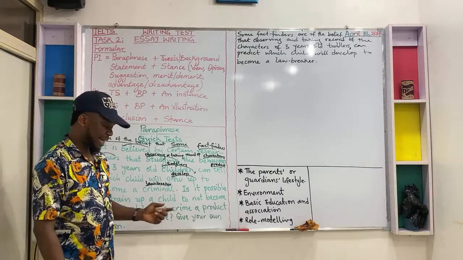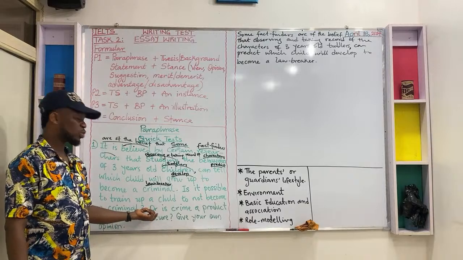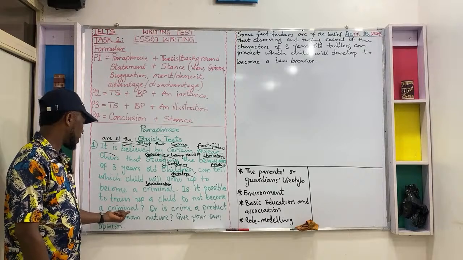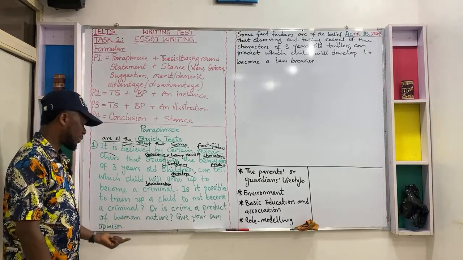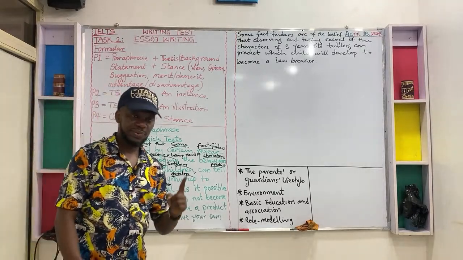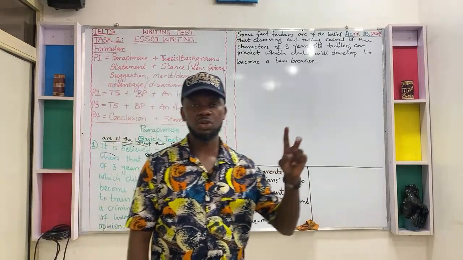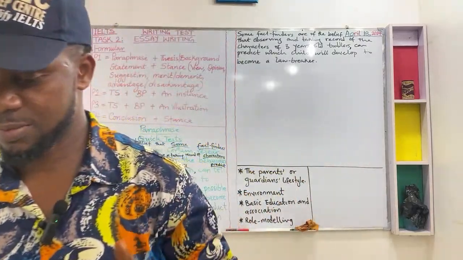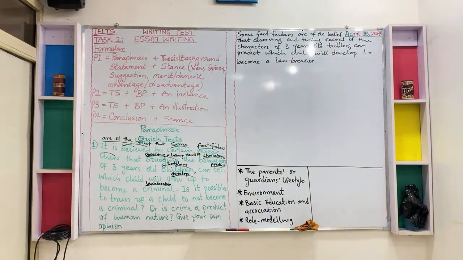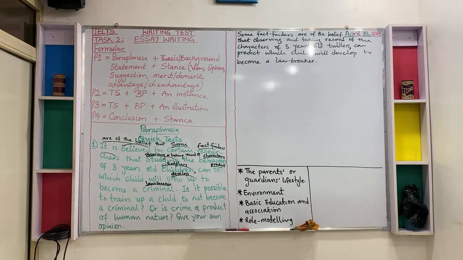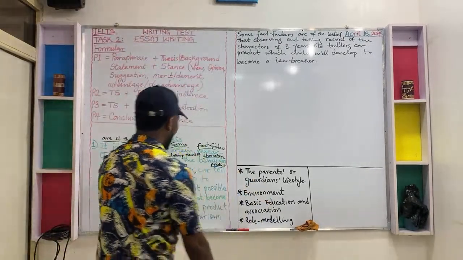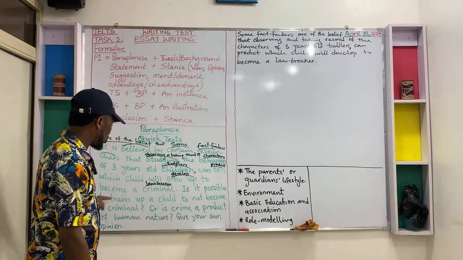Right? But let me ask us, according to this question, is it possible to train up a child to not become a criminal, or is crime a product of human nature? Do you think you are supposed to discuss the two questions, or are you supposed to stick to one? From the YouTube platform, do you think you are supposed to discuss the two sides of the question, or you should stick to one?